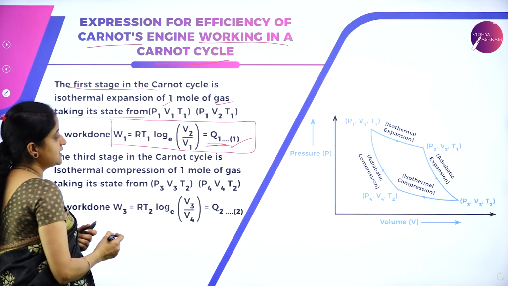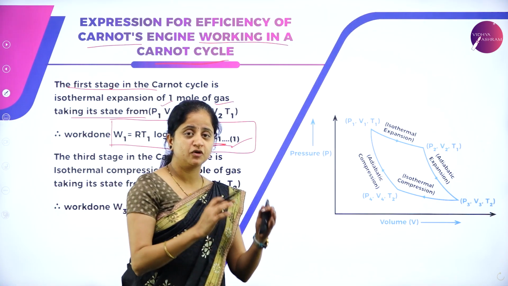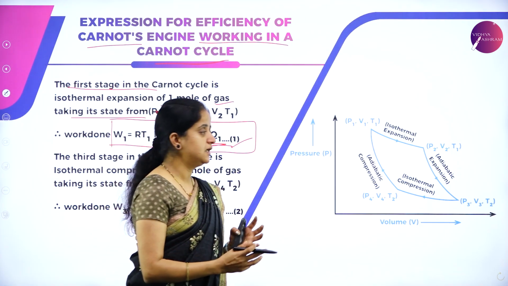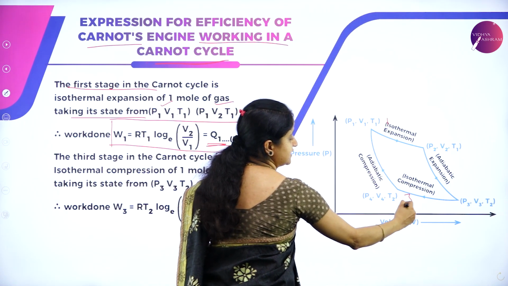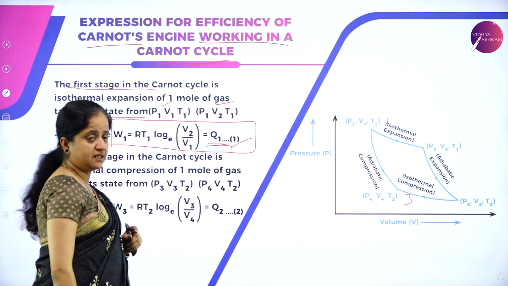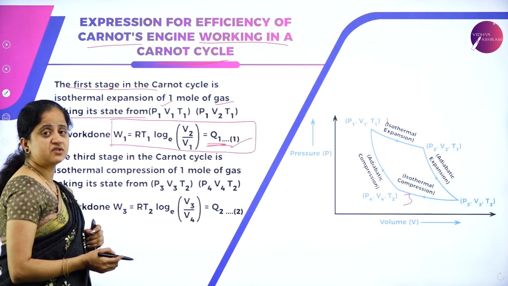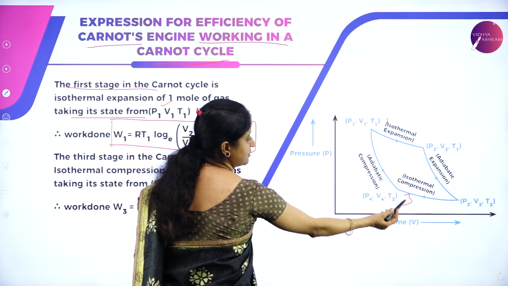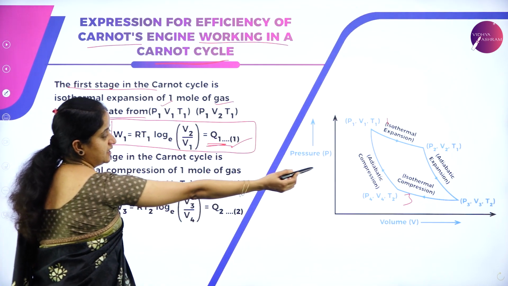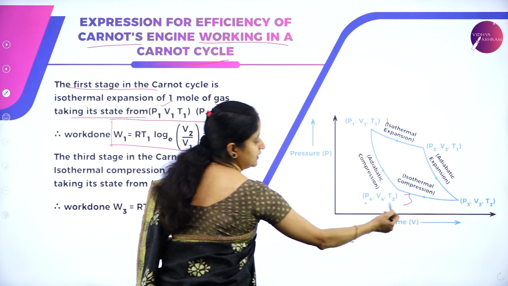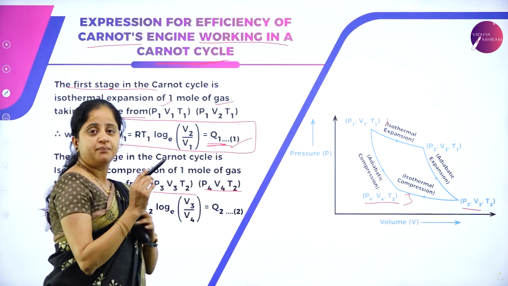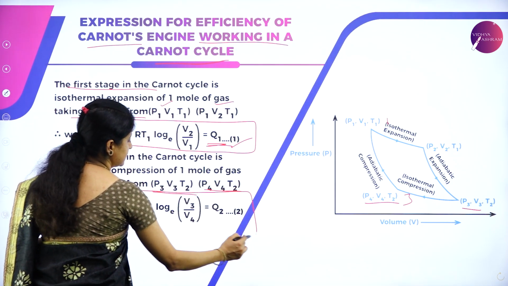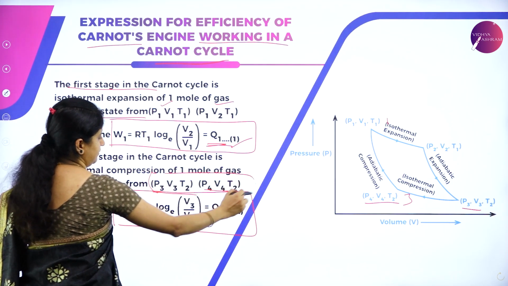So then third stage in the Carnot cycle, since we are talking about isothermal process here, to write the expression and to make it easy, we are considering first and third stage because they are isothermal condition. So third stage is isothermal compression of 1 mole of gas. Here you can observe the variables. What are the variables? P3 V3 T2 and P4 V4 T2. These are the variables of pressure, volume and temperature. Let us now write the work done in isothermal process expression according to these variables.